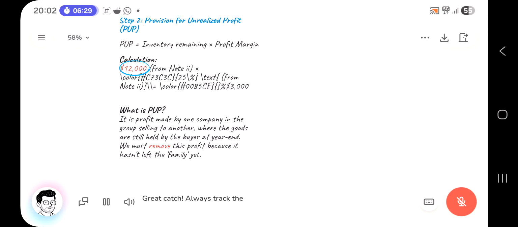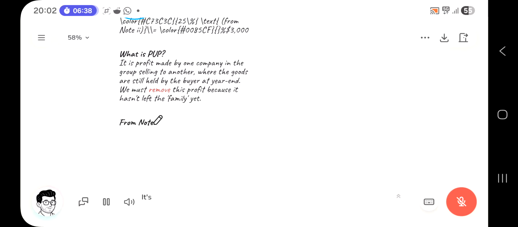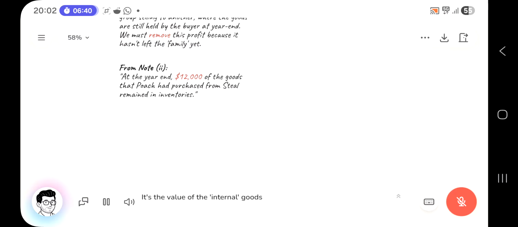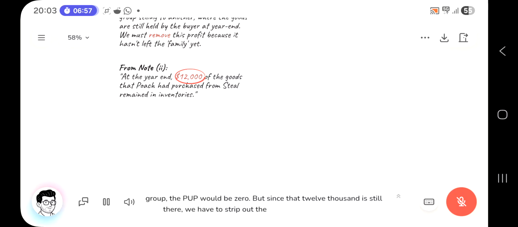Great catch. Always track the numbers back to the source. That 12,000 is straight from note 2 in your materials. It's the value of the internal goods still sitting in Poach's warehouse at the end of the year. If Poach had sold them all to customers outside the group, the PUP would be zero. But since that 12,000 is still there, we have to strip out the profit hidden inside it. Cool?